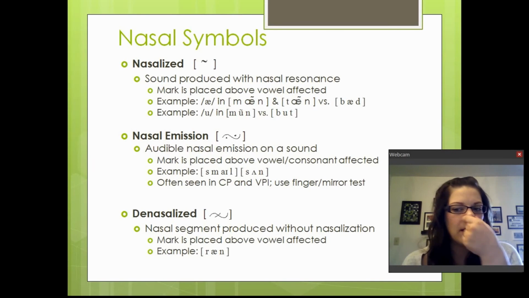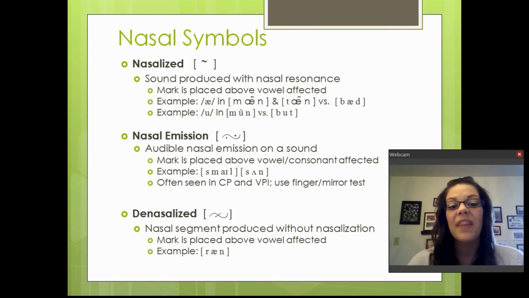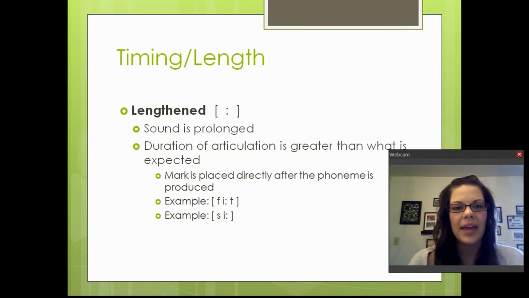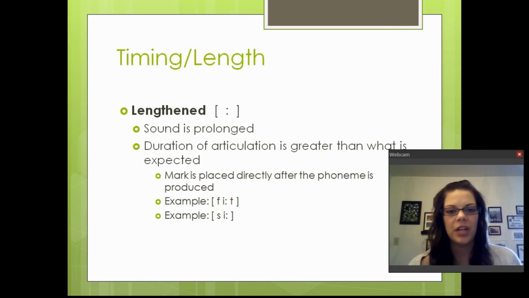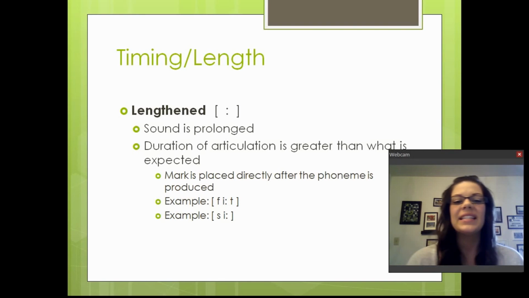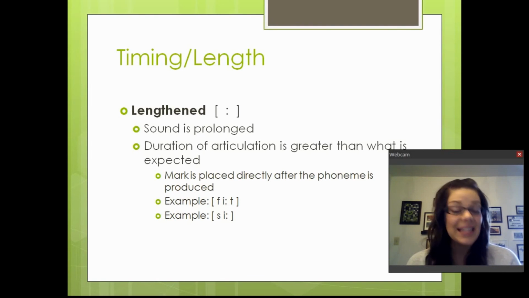So if I talk like this, if I'm plugging my nose, it kind of sounds like you have a cold. That's the denasalized. Okay, we also have timing and length diacritics. One of them is lengthened. So this is when a sound is prolonged. It shows that there is a greater duration in articulation than what's expected. So if I said, for instance, fit, so I'm extending that vowel, or see, I'm extending that vowel.